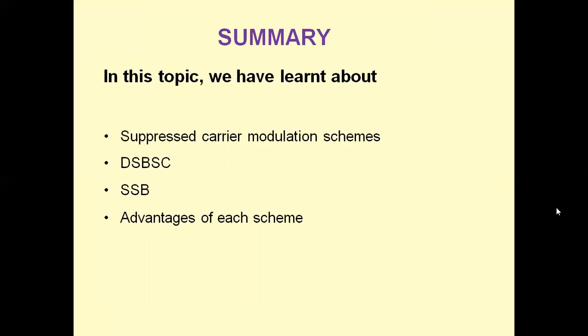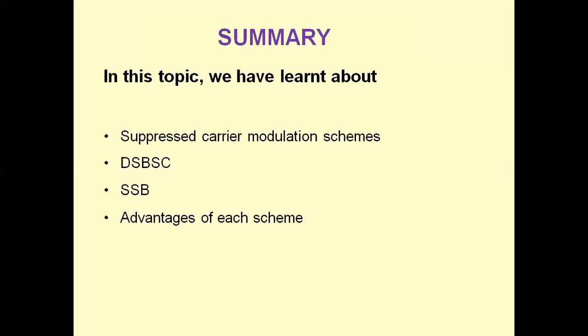This scheme is called double sideband suppressed carrier modulation scheme, or simply DSBSC modulation scheme. When we suppress the carrier, the total power becomes total sideband power, which is equal to lower sideband power plus upper sideband power. We are getting the power equal to Pc times m squared by 2. How much power is saved? The carrier power is saved in this case.